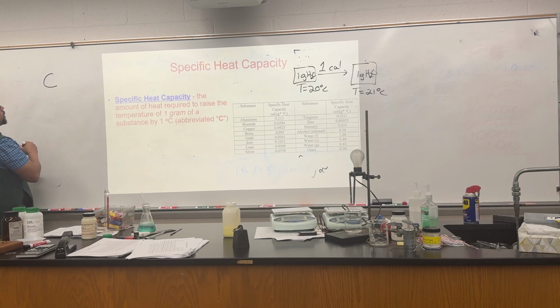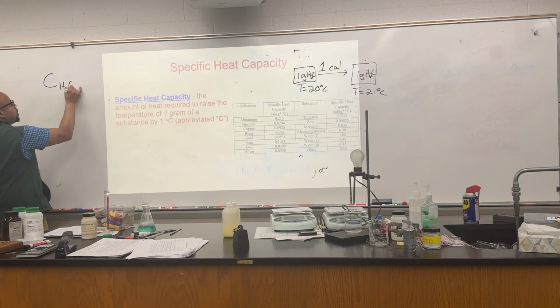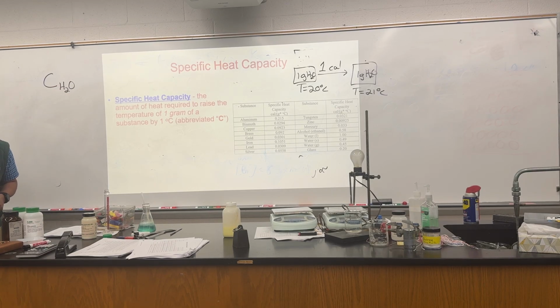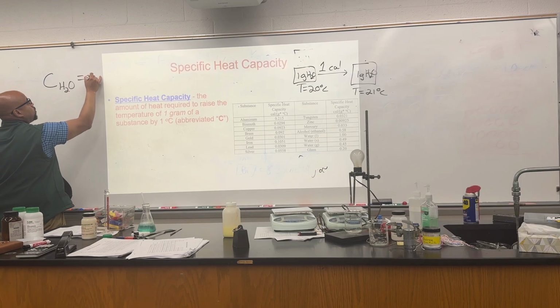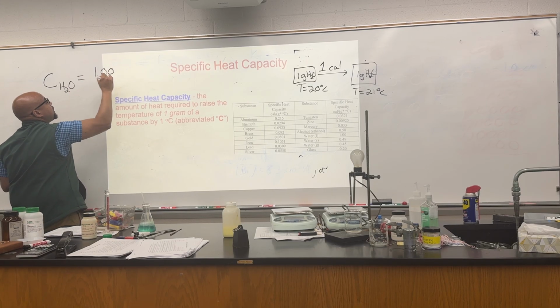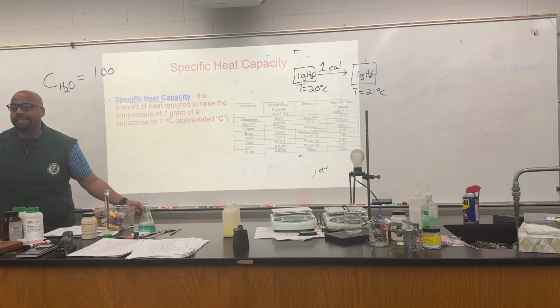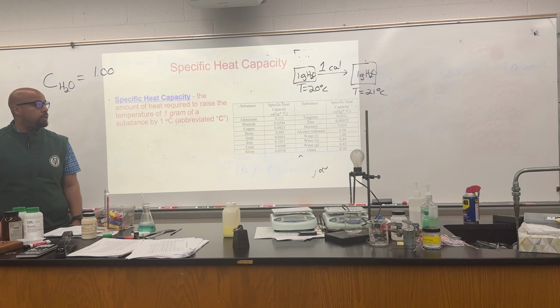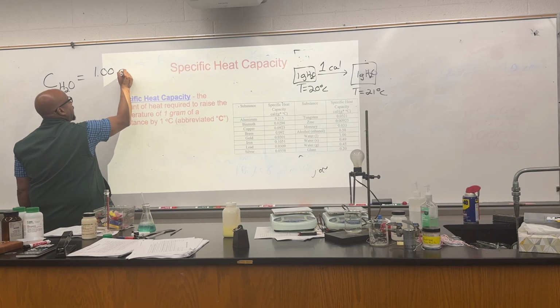So one of the things that you'll notice I'm going to do a lot of times, I'm going to say C of H2O. Simply saying, hey, I'm talking about the specific heat capacity for water here. Is equal to, well, it's 1.00. You can put as many zeros as you want here. It's really an exact number. That's what they defined as being. And then I put calories.